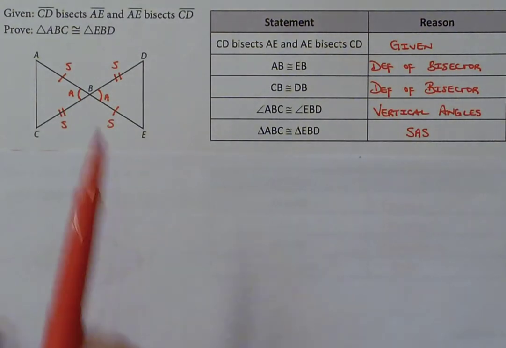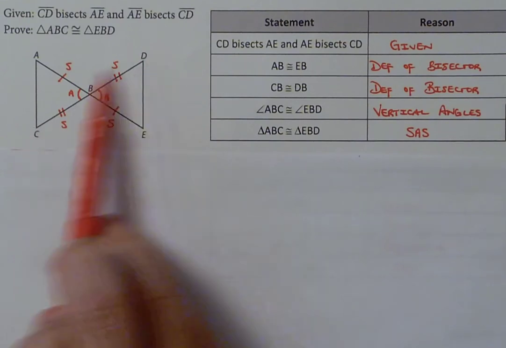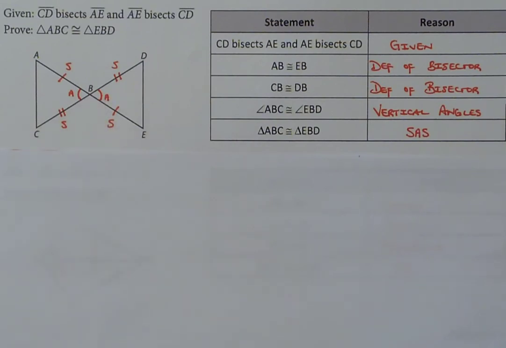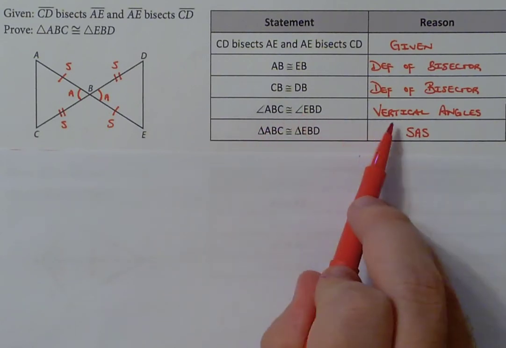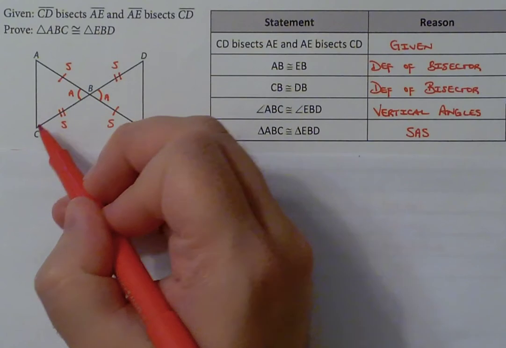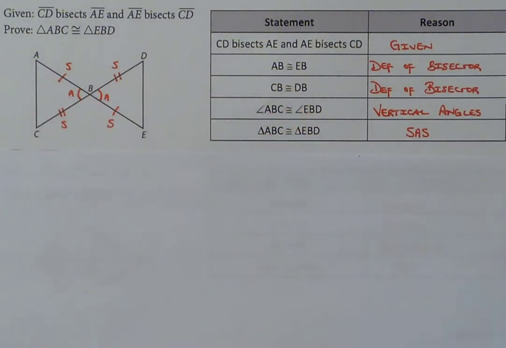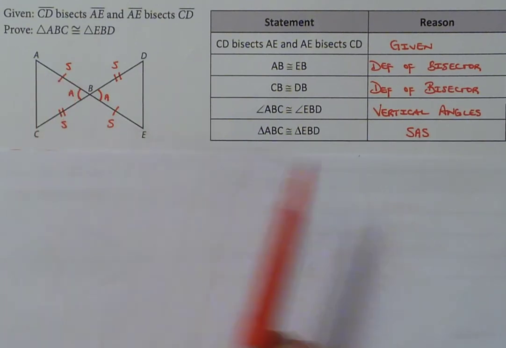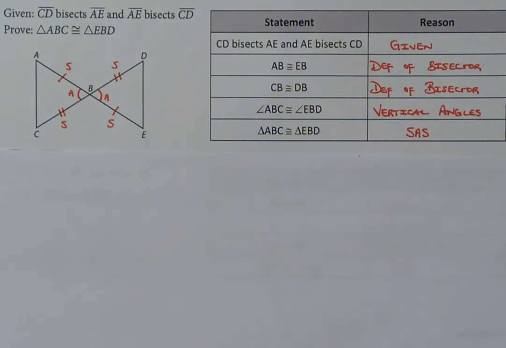To be able to say that these two angles are congruent to each other, again, I have two straight lines that cross. Opposite angles are congruent to each other because they're vertical angles. So my reason for saying ABC is congruent to EBD is because they're vertical angles, because when you have two straight lines that cross, opposite angles are congruent. So I now have a side, angle, side, which allows me to say these two triangles are congruent based off SAS.